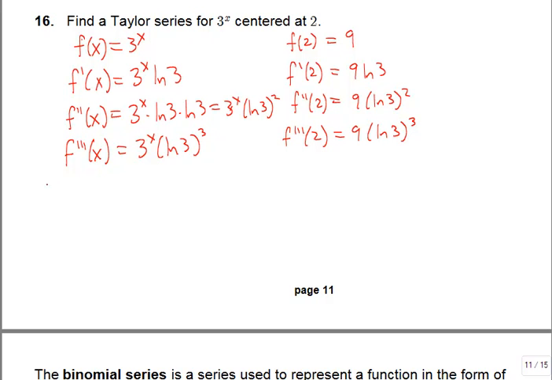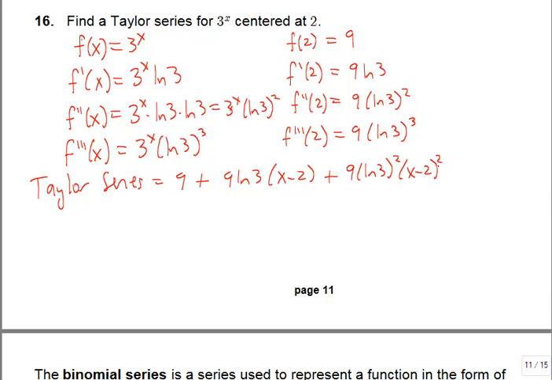So our Taylor series, centered at 2, is going to be this very first term 9 plus this first derivative, that's your coefficient, times x minus 2 to the first over 1 factorial, plus your second derivative times x minus 2 squared over 2 factorial, plus your third derivative times x minus 2 cubed over 3 factorial, etc.